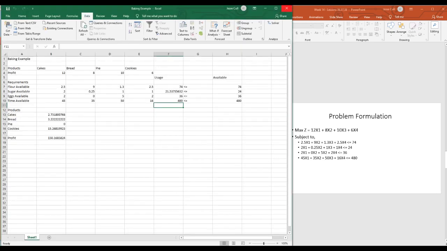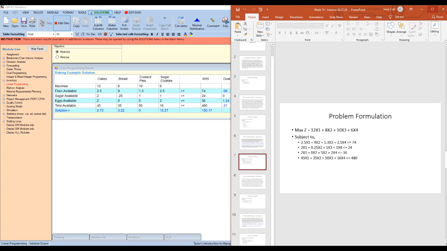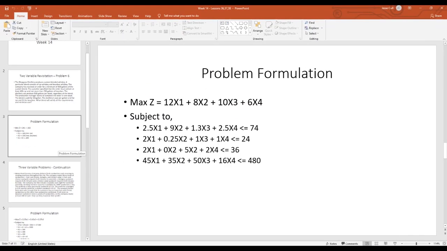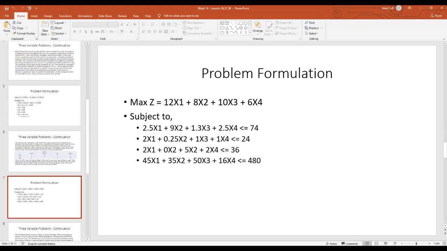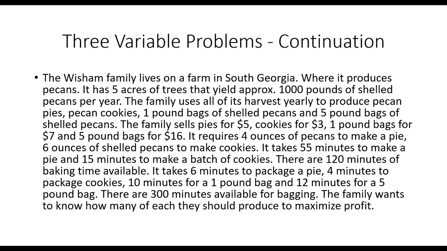Close this, and we'll move on to another problem. So this is our second problem today.